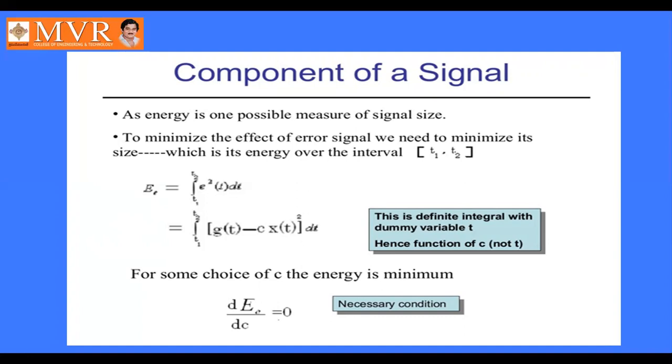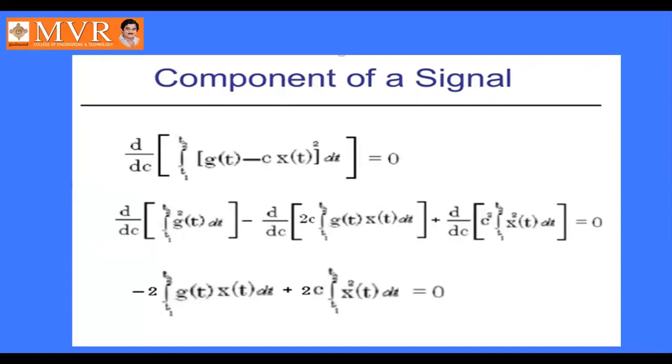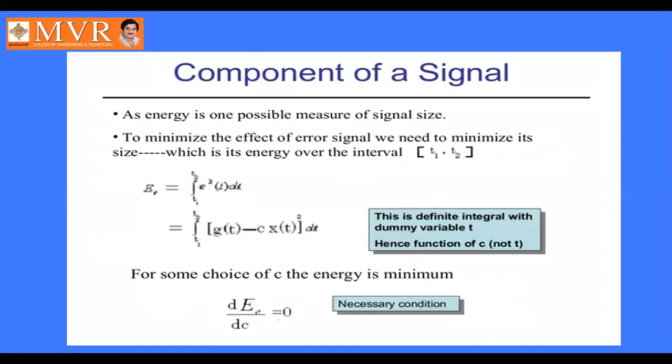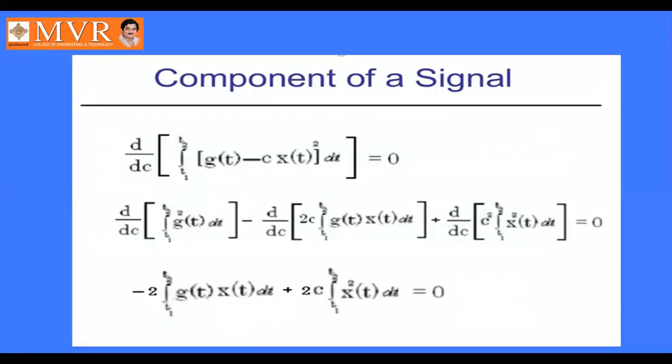We are differentiating the energy signal E with respect to c, and equating it to 0. So d by dc of the integral t1 to t2 of (g(t) - c x(t)) whole square dt is equal to 0.